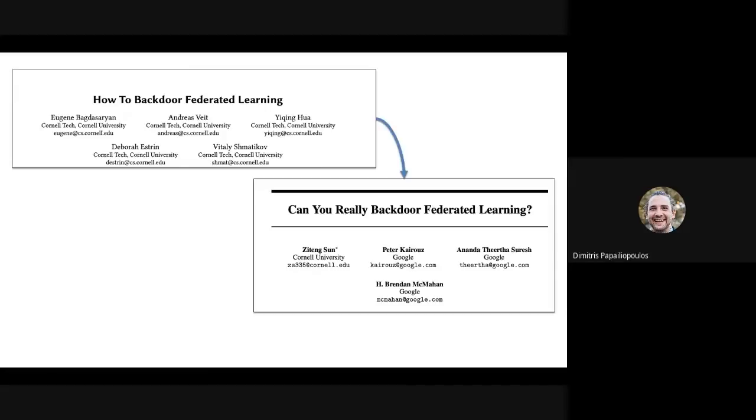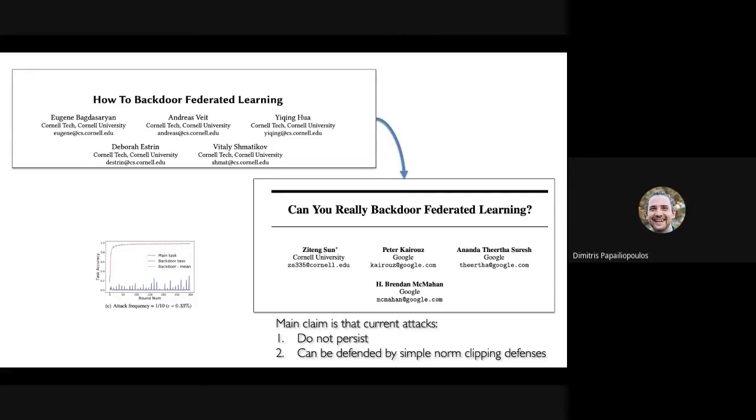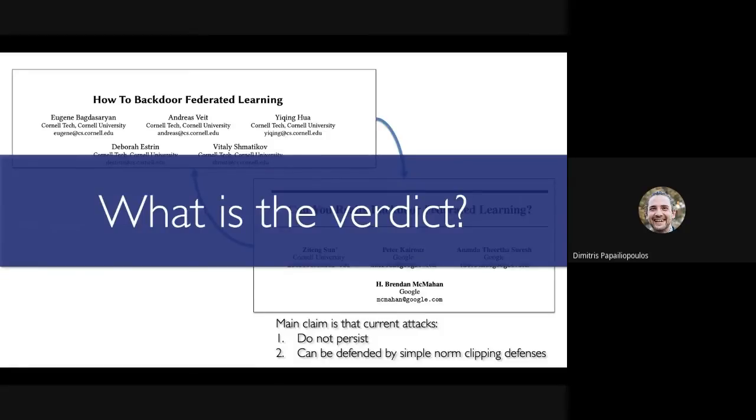Then there was a paper by Google. A bunch of you guys are here, and you said, "Look, yeah, this is true, but there are some issues with these attacks: either they do not persist, meaning that after they're inserted, they are washed out during federated learning, or there are simple methods that you can use, like norm clipping mechanisms and differential privacy, to essentially overcome them." And there's been a lot of very interesting work in this area, very reminiscent of adversarial examples, where there's backdoors and defenses and backdoors and defenses. And I think the verdict is still out: can we really backdoor federated learning?